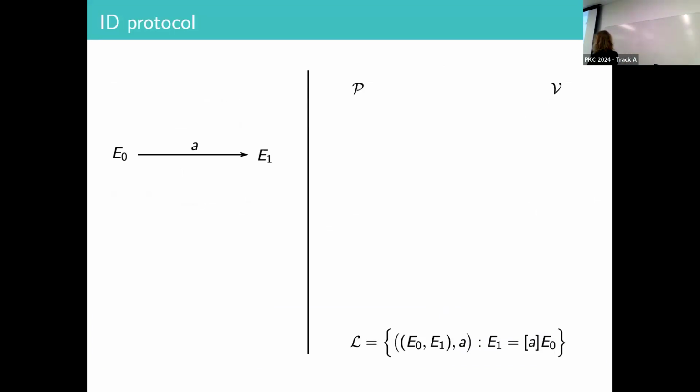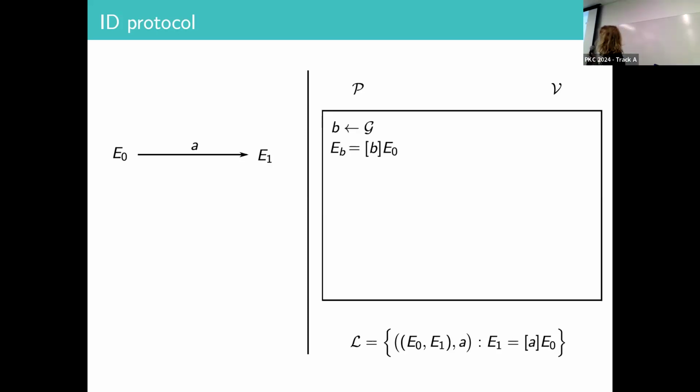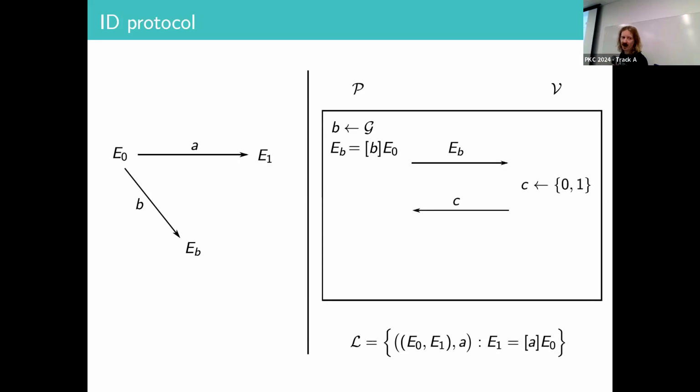And just as a quick recap, we have this ID protocol in Seaside where we want to prove that we have two elliptic curves, E0 and E1, and we want to prove that there's A connecting them, and that we know this A. And here's the associated language to this. And the idea is very simple. We do this similar to a Schnorr protocol. So basically, we sample some random element V, we walk a path defined by this element to some other curve, send this as a commitment to the verifier, and then the verifier samples the binary challenge and sends it back.